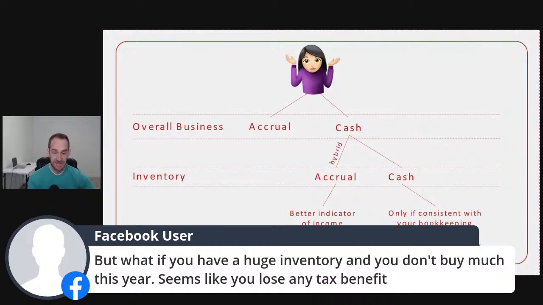On the other hand, if you're using the cash method, you get to deduct all of your inventory that you purchased this year, but next year, when you're actually selling that stuff, you're not going to have a deduction to offset the sales that you're generating. So you're going to have higher taxes. So it's really just a timing issue.